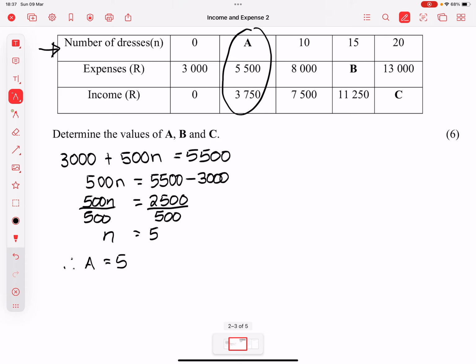If you took the other option of using the income formula, you would then say it's 750. So basically you're going to say 3,750 equal to 750N. Then you divide by 750, divide by 750, and you'll have N equal to 5. So it doesn't matter which formula you use in this particular case.